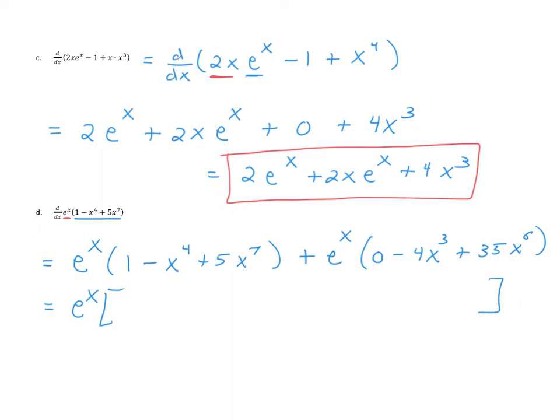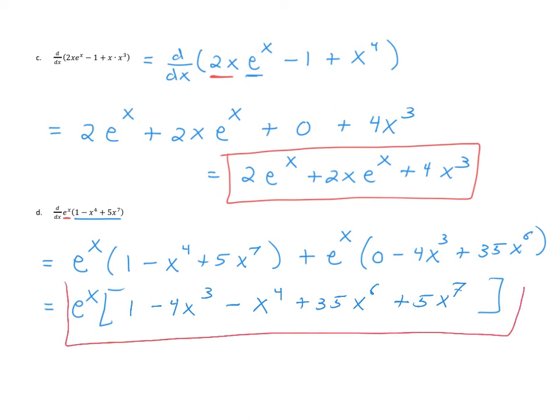So we'll have 1. We get a minus 4x cubed. We get a negative x to the fourth, a positive 35x to the sixth, and then plus 5x to the seventh. So I suppose you could write the answer like this if you wanted to, but the goal here is really just to take the derivative, and this first part would be okay as well.